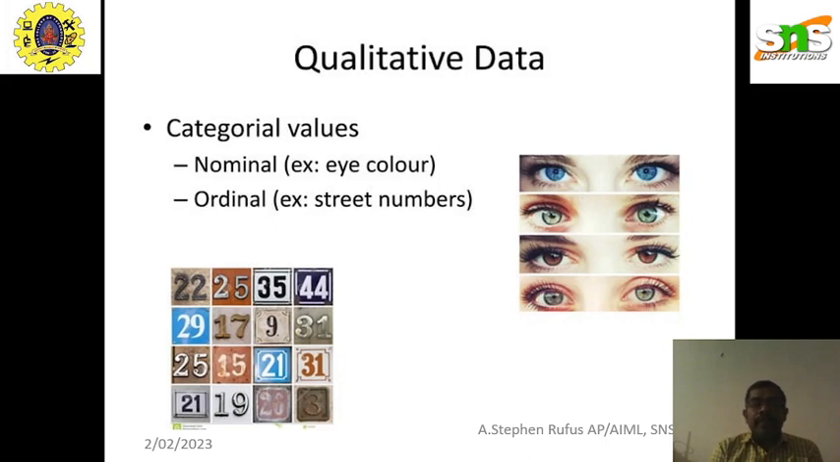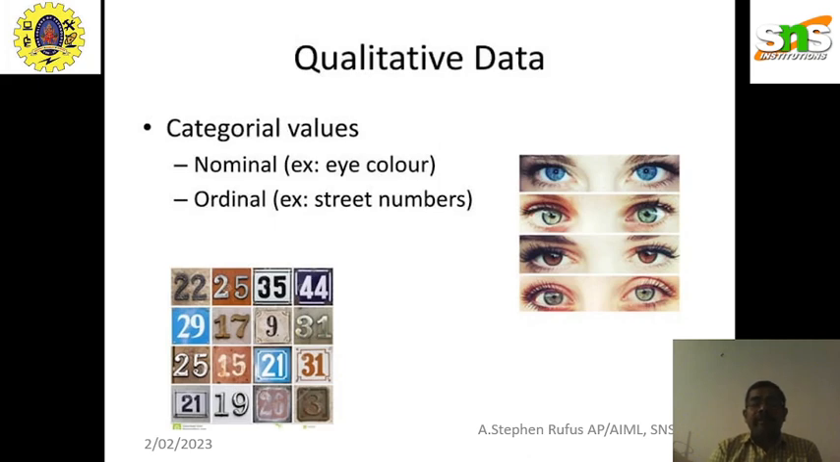In qualitative data, as we said, it may be in any descriptive form. So without digits, if you are representing a piece of information in another format, it is called qualitative data. It may be nominal or ordinal. Nominal means it has a collection of relevant information.